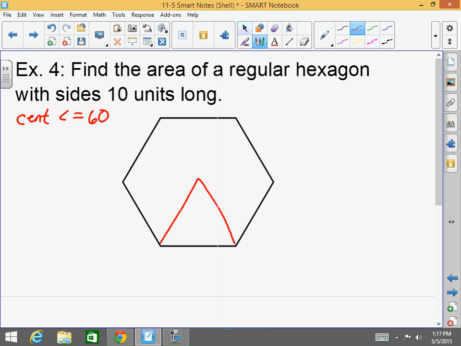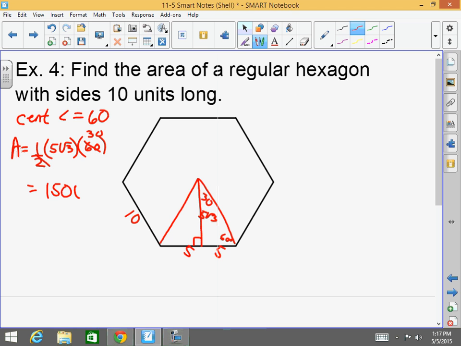So the sides are 10. When I drop my apothem, I cut the sides into 5 and 5. My angle gets bisected. That's 30. So what's my apothem here across the 60? 5 square root of 3. So now it's Mickey Mouse time. Area equals 1/2 of the apothem times the perimeter. 6 times 10 is 60. So that's 30. So we have 150 square root of 3 units squared.